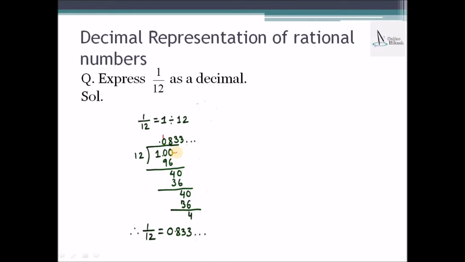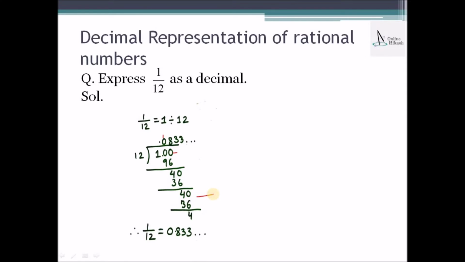Now 100. Now you simply have to divide. 12 8 96. So 100 minus 96 is 4. Because of that point, we can bring a 0 here after the 4. So 4 has become 40. 12 3 36, again 4 remainder. Because of that point, we can put another 0 after 4. So 12 3 36, and again we are getting 4.